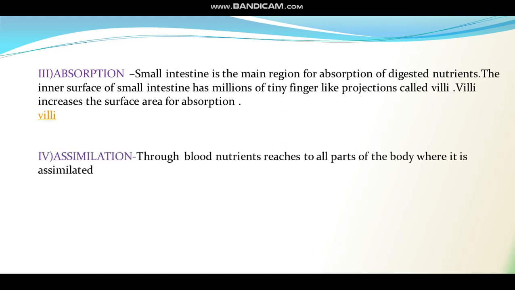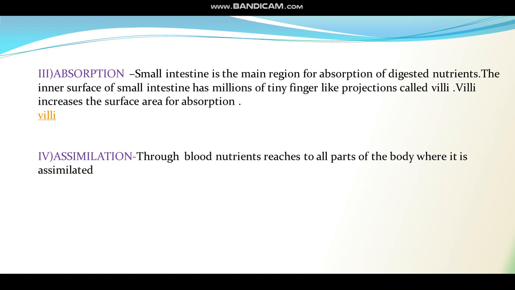Now, you can see on screen what happens once the food is completely digested in small intestine. It needs to be absorbed. So, the inner wall of small intestine is modified into millions of finger-like projections called villi, and villi are the site for absorption of digested nutrients.